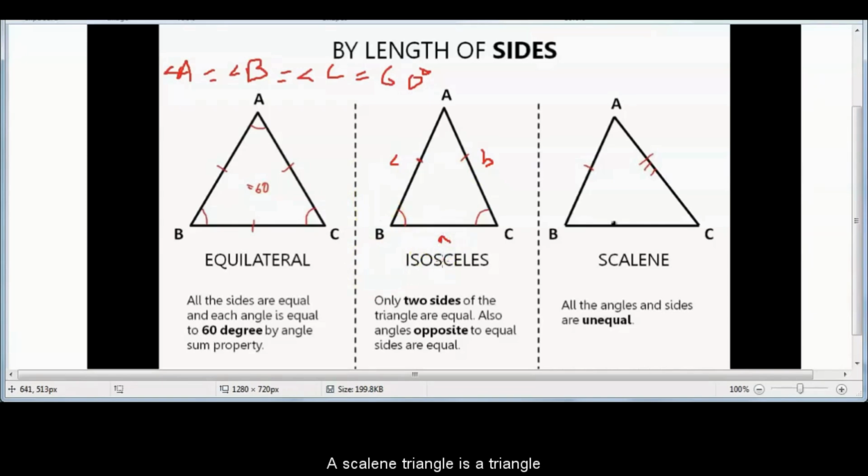A scalene triangle is a triangle with all three sides having different lengths. If this is a scalene triangle, then we can say that a is not equal to b, and b is not equal to c.